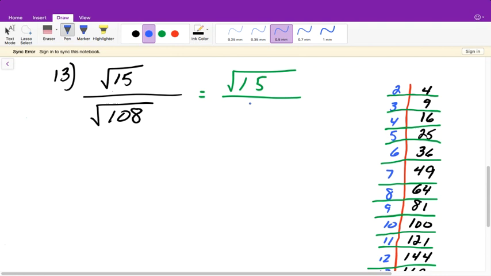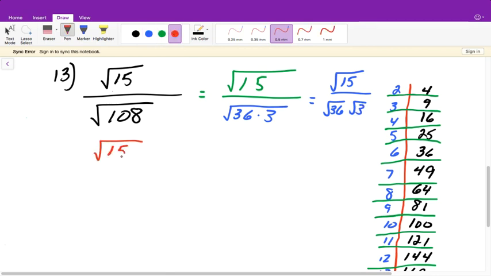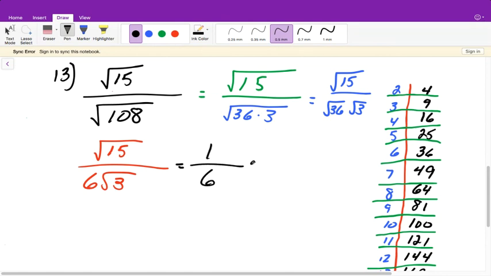We know that 36 divides into 108 3 times, so I can rewrite this as 36 times 3. And then I can separate them, so square root of 15 over the square root of 36 times the square root of 3. And I know that that's just going to give me the square root of 15 over top of 6 times the square root of 3. All right, and remember, once we do this, now we can separate these. I can look at this as 1 over 6 and see, do my numbers reduce? They don't. And then the square root of 15 over the square root of 3.